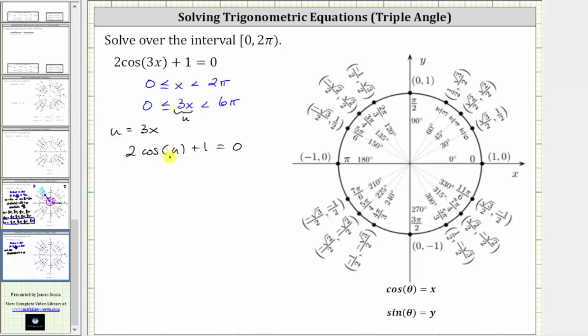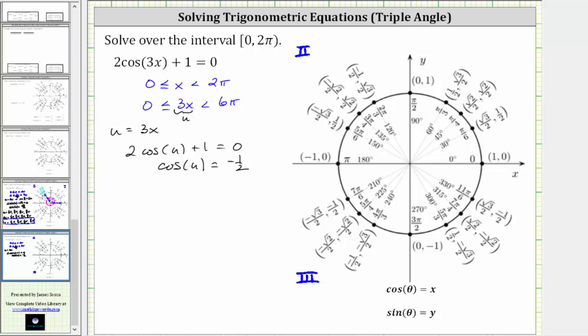To isolate cosine u, we subtract 1 on both sides, and then divide both sides by 2, which gives us cosine u equals negative 1/2. On the unit circle, cosine theta is equal to x, so now we find the points on the unit circle where the x-coordinate is negative 1/2. And we know x is negative in the second quadrant and the third quadrant.